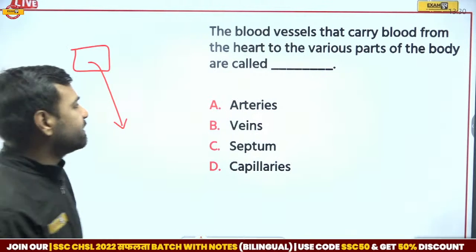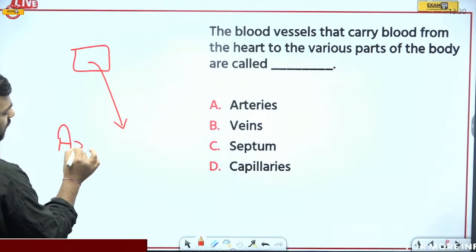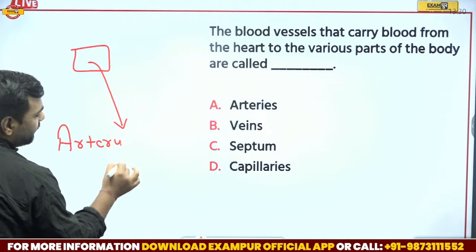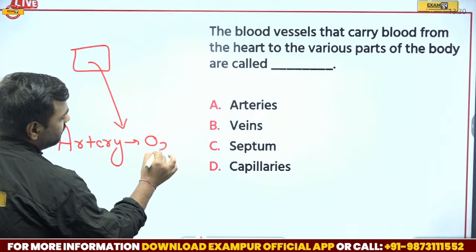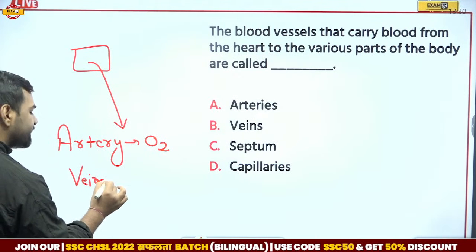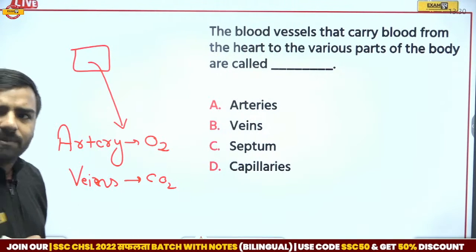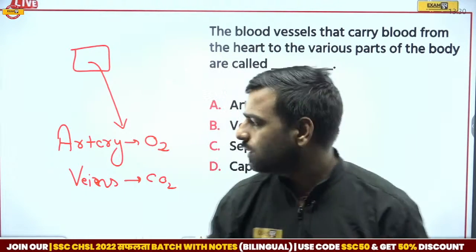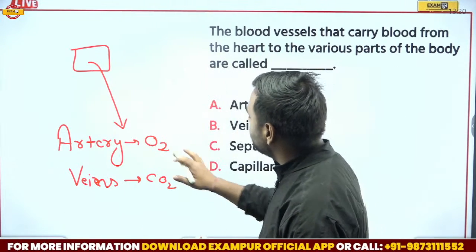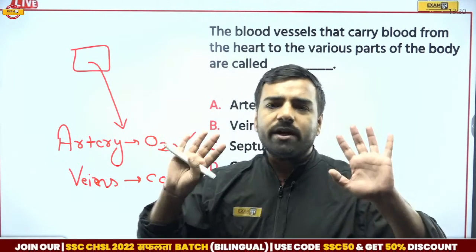Okay, let's understand. See, I told you, whenever we talk about artery, artery is the one which carries oxygenated blood. And veins are the ones which carry deoxygenated blood, that is with the carbon dioxide quantity. Now, let's understand, when we talk about artery, it will be carrying oxygenated blood. Now just think, what is the work of heart?